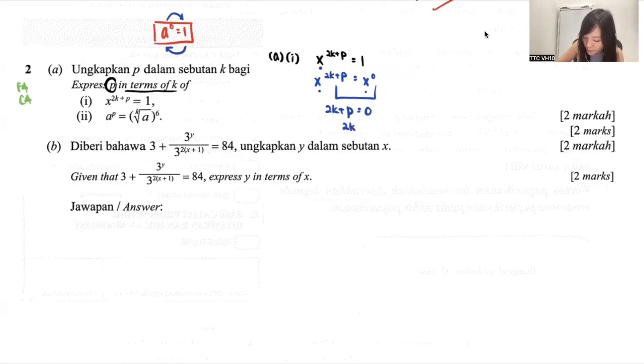So plus, move it over. No. You want to find p in terms of k, right? Sorry. So you're going to move the k away. Plus 2k, move it over, minus 2k. Just like that. Getting this answer, you guys will get 1 mark. Next one, let's move on.